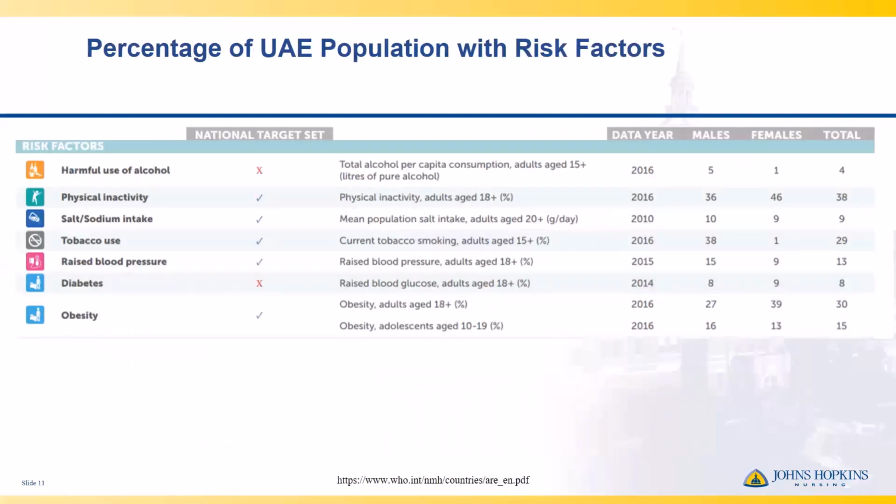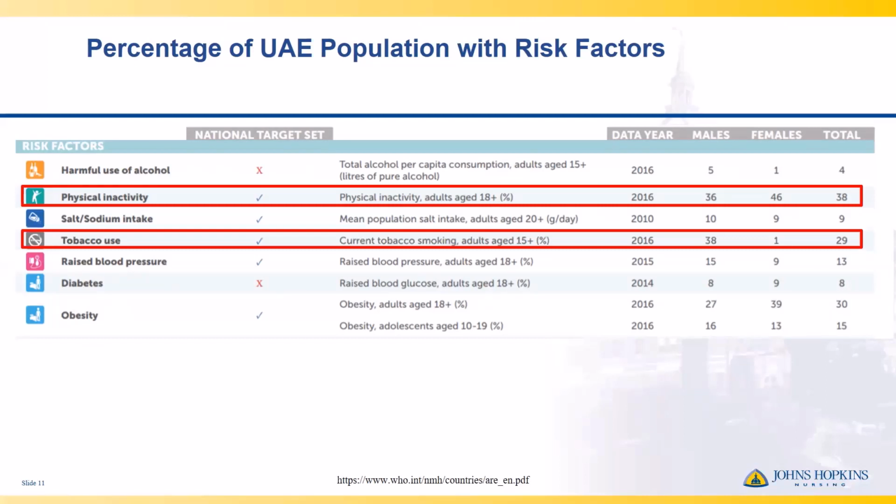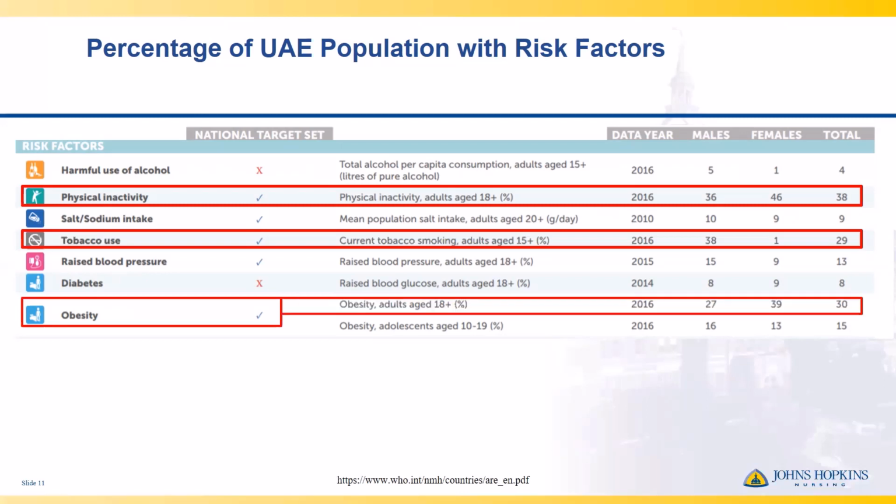Looking at the risk factors here in the UAE, we can see that physical inactivity, both for men and women, and this is data from 2016, has very high rates, with nearly 38% of the population being physically inactive. Another one with the highest rates is tobacco use. We can see that it is much more used by men, with 38% of men compared to 1% of women. And then down here at the bottom with obesity, which probably correlates with physical inactivity, we have about a third of the population, once again, that is considered obese.